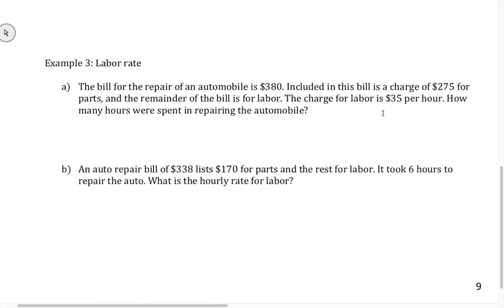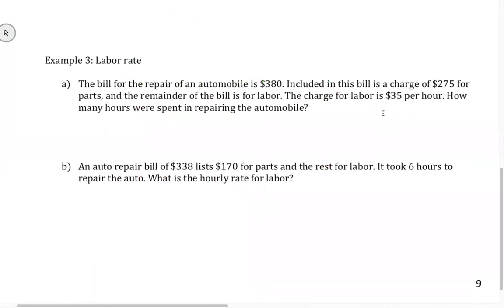All right, labor rate. So the bill for the repair of an automobile is $380. Mr. Harmon. Yes, Jake. Included in this bill is a charge for $275 for parts, and the remainder of the bill. Mr. Harmon, can you hear me? Yes, Jake. What's up? Well, I can't hear you, so I'm going to exit and then come back in. Is that okay? Sounds great, Jake.